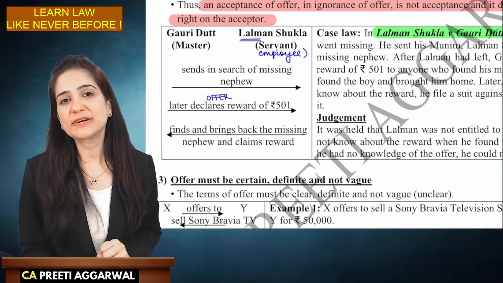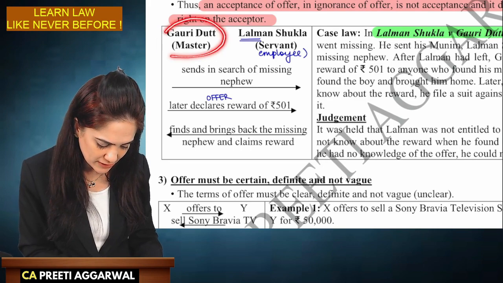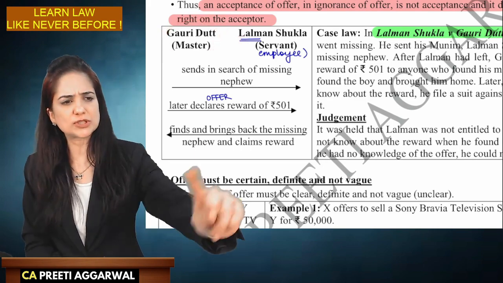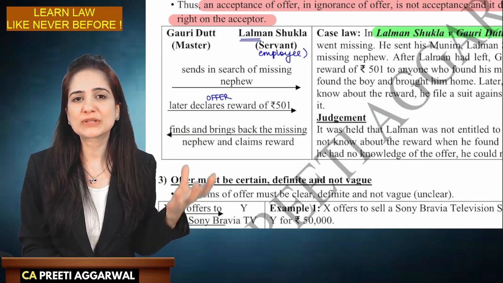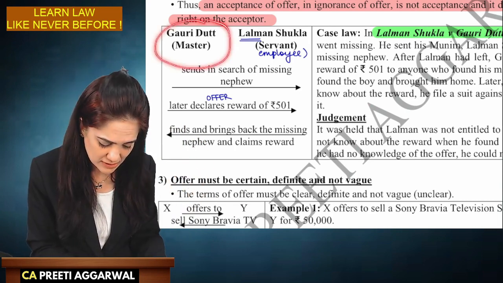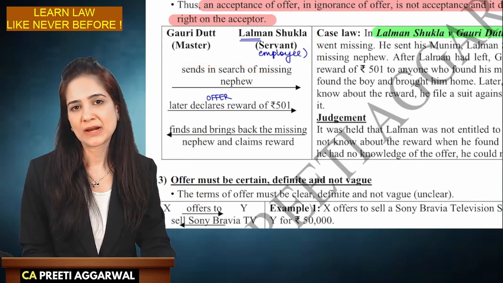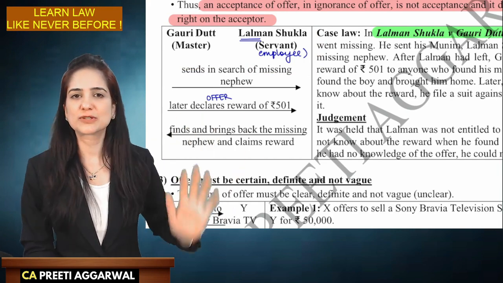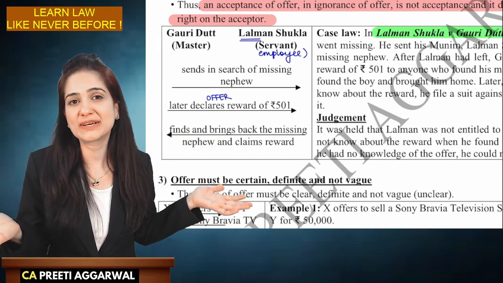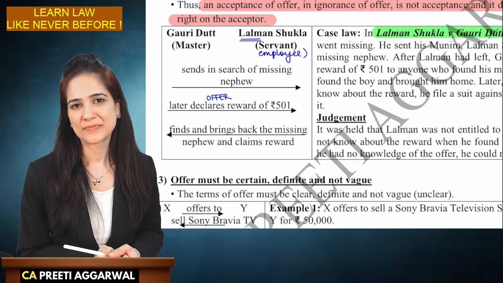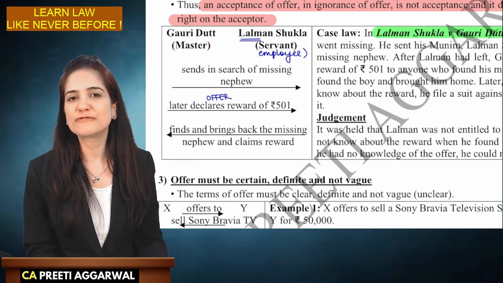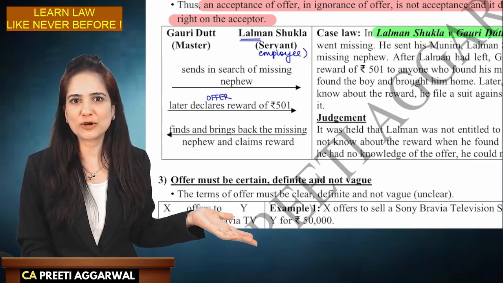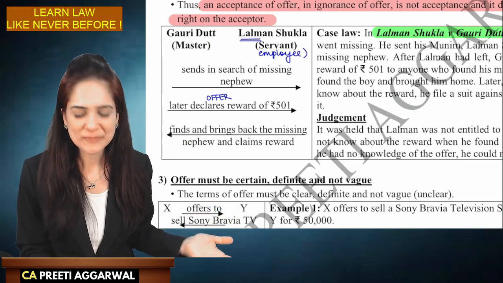In fact, over here it was concluded that when Gauri Dutt asked Lalman to go and search for the missing nephew, Lalman only followed the instruction of his master. There was a master-servant relation between them. So when he sent Lalman in search of the missing nephew, he was merely following the master's instructions. So in this case, there is no communication of the offer. If you are not aware of the offer, how can you accept it?